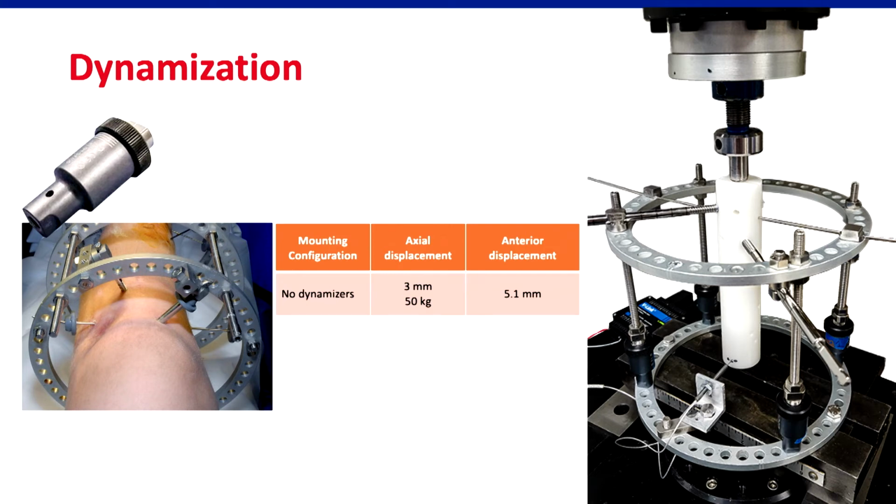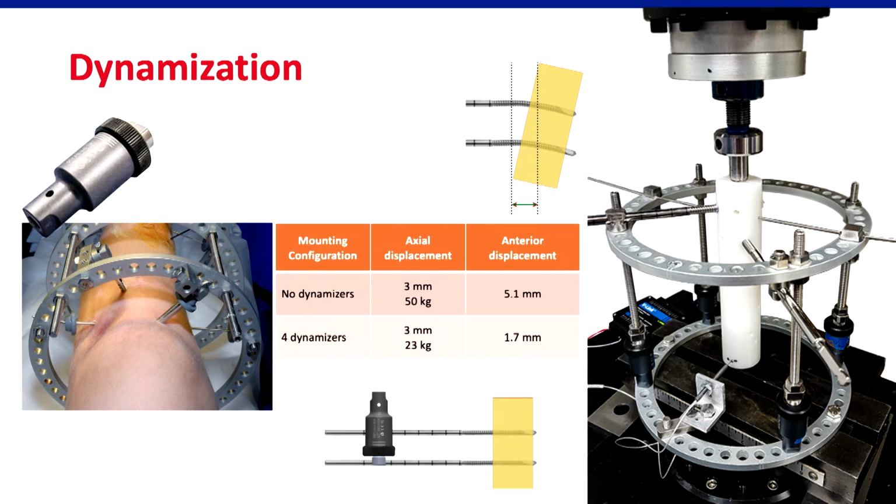When we put 50 kilograms of load, it's about the weight of an average, not typical exercising, pediatric patient, you see at the end of the fragment we have 5 millimeters of anterior bending. That's a bit disturbing. When we replace those rods with dynamizers, we still have this bending, but it reduces to 1.7 millimeters. So it's a tremendous decrease. So those dynamizers not only stimulate loading, they actually remove the bending of the pins, which you don't like.